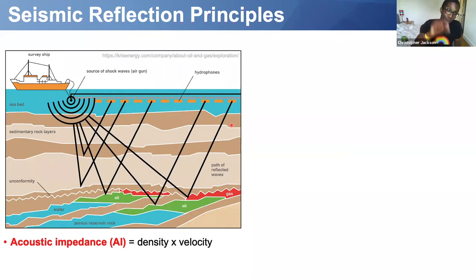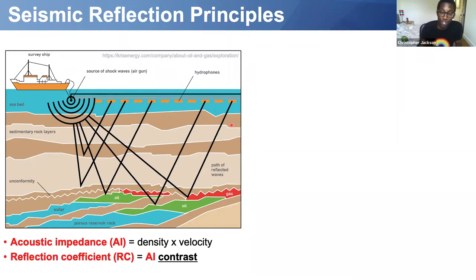What drives how much energy comes back to the hydrophones is driven by something called the acoustic impedance, and that reflects the density and velocity of the different rock types. And that drives something called the reflection coefficient. And the reflection coefficient is then the ratio of the incident energy versus the reflected energy, because some of that energy continues down into the Earth's subsurface.